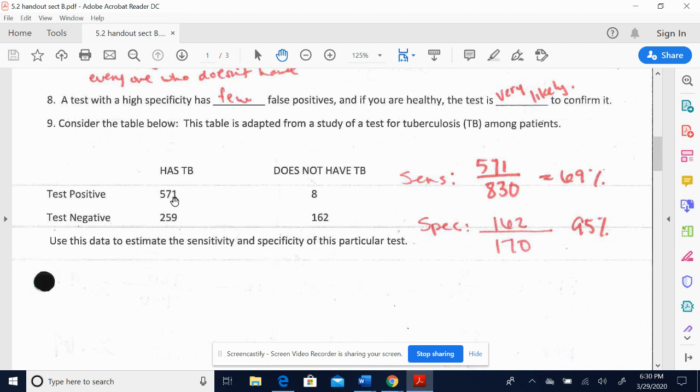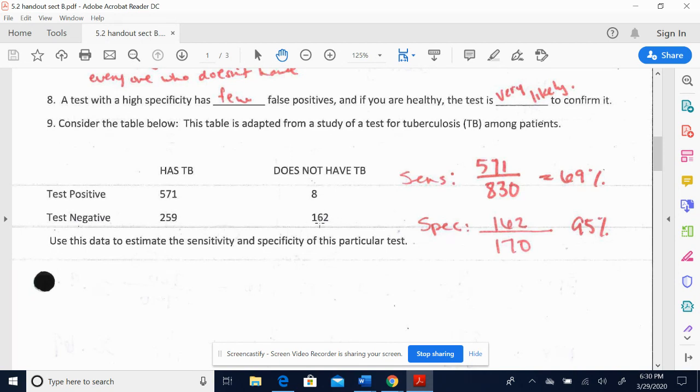So these 571 test positive, and they have it. So here's my true positives. These 8 test positive, but they don't have it. So these are my false positives. These 259, they had it, but they tested negative. So these are my false negatives. And these 162, they tested negative and they don't have it. So this is a correct result. This is my true negatives.